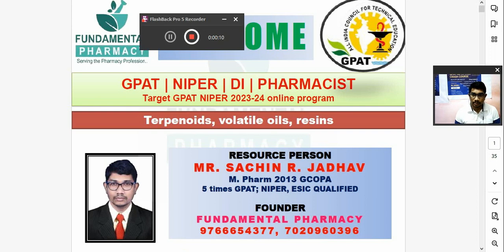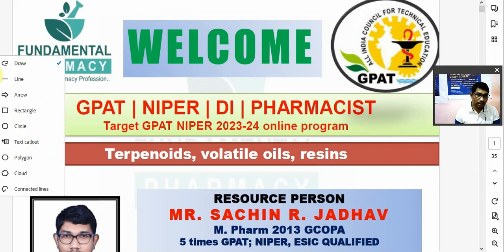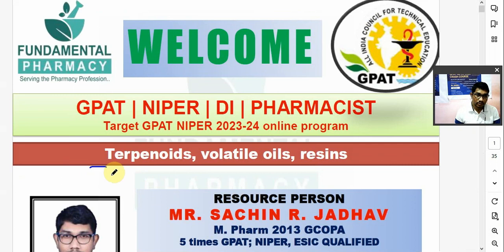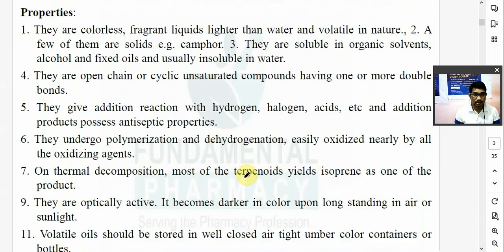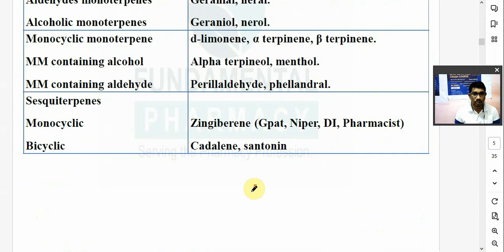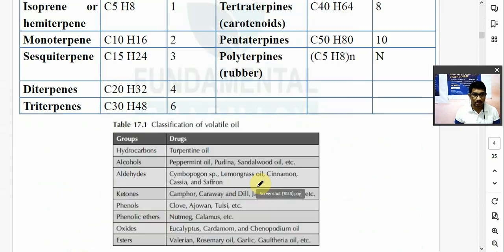So in the previous session, we have seen the introduction about the terpenoids. We have completed our classification and all that. Regarding terpenoids and volatile oil, their introduction part has been completed. Now we'll see different drugs today. We have seen the introduction, the properties, their classes, and examples of terpenes.